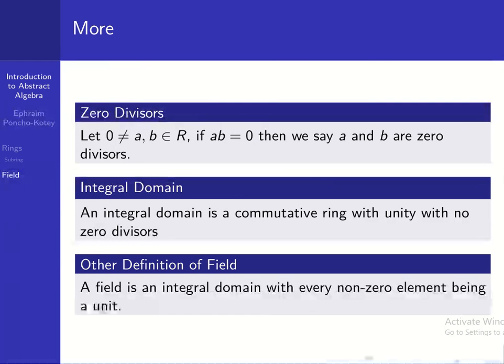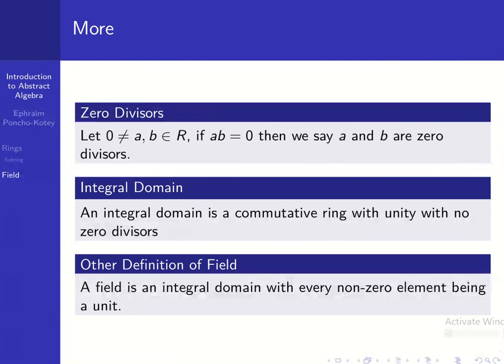So let's look at it, for example, 10. 2 and 5 are not 10, but 2 times 5 is 10. In the same way, zero divisors are not 0 themselves, but if you multiply them, you get 0. So when two elements behave that way, we say they are zero divisors. Now, an integral domain is a commutative ring with unity with no zero divisors.